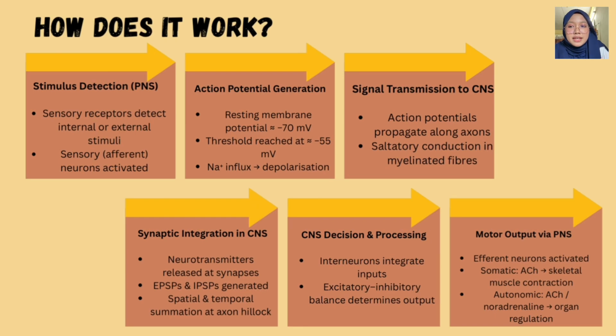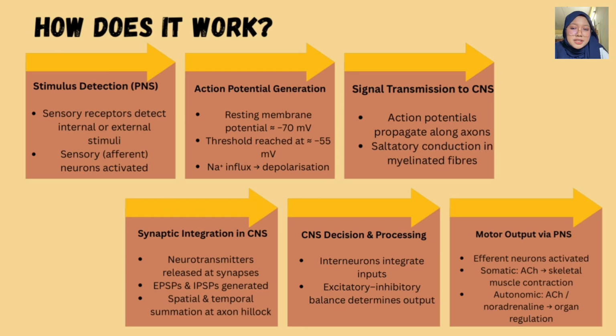So following this, the CNS decision and processing will take place. All the interneurons integrate all incoming signals, and the balance between excitation and inhibition determines the final response. So finally, the response is carried out through motor output via the PNS. Then the efferent neurons will transmit signals to the effectors.